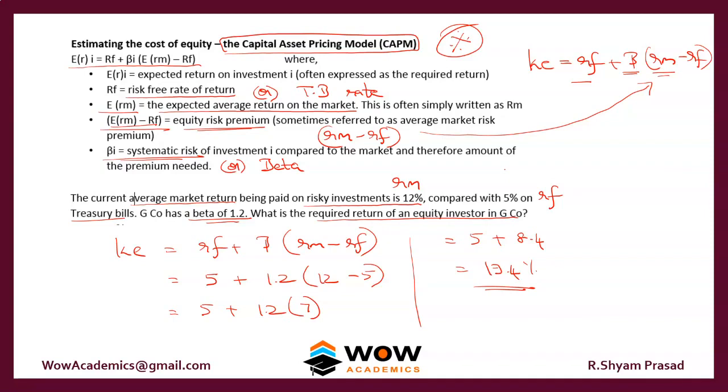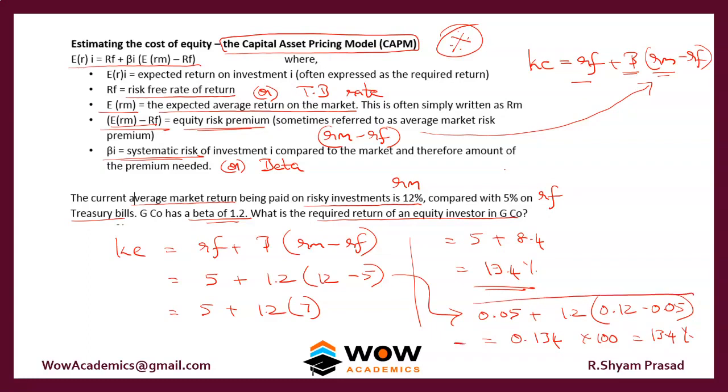Or else you can also work it like this. For example, if you want, you can work out this part like this. You can work out that as 0.05 plus 1.2 into 0.12 minus 0.05. If you do it like this, your answer would come up as 0.134. Then you have to multiply it by 100 and finally you will get 13.4%. But compared to this method, this method is always better because it's quick and easy. So try to do it this way.